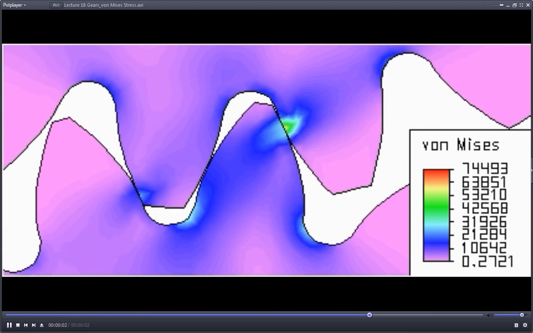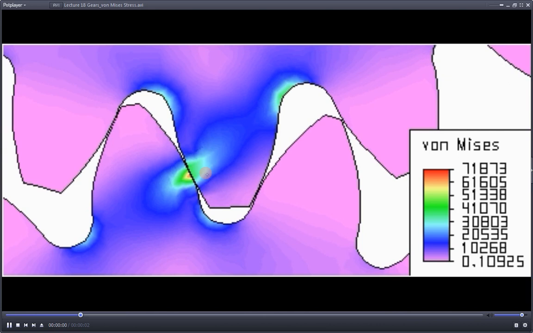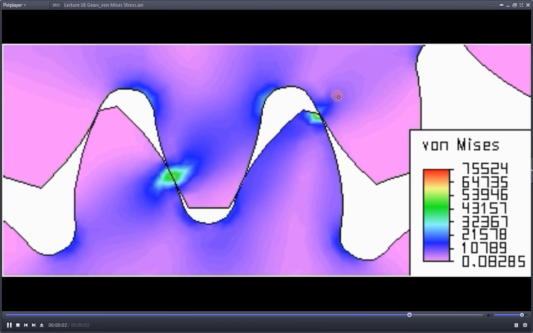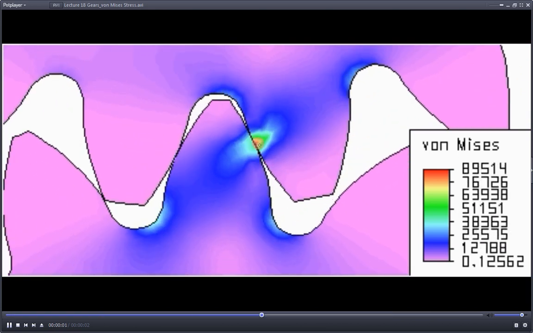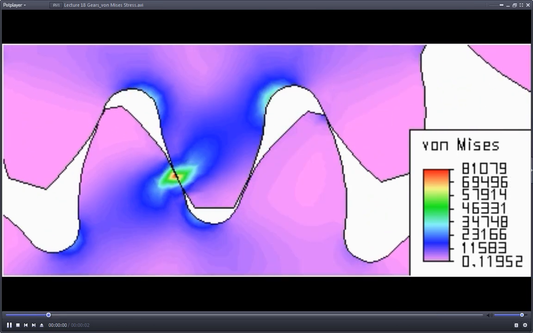So this is a simulation using ANSYS. You can see clearly the stress, right? The colors here mean stress. One is the contact, the other is the root location, right? Yeah, it's moving. Okay, yeah.